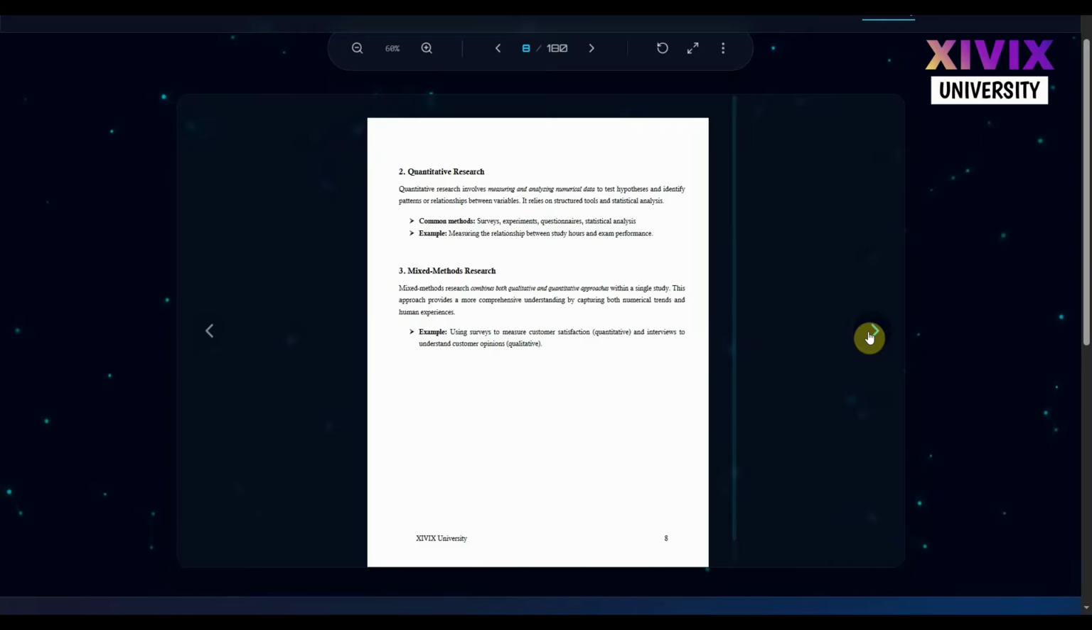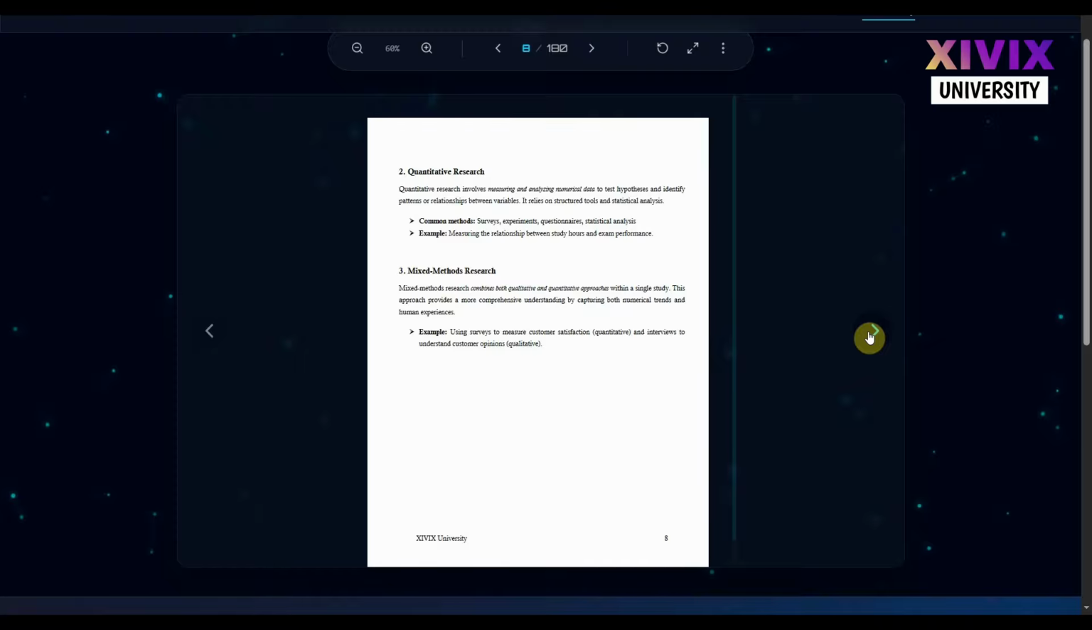So it measures and analyzes numerical data, right? The complete opposite, like I said before. And it tests hypotheses and identifies patterns and relationships between variables. As the common methods that we can use when we conduct a quantitative research, we can use surveys, online surveys like Google Forms, and experiments and questionnaires and statistical analysis.